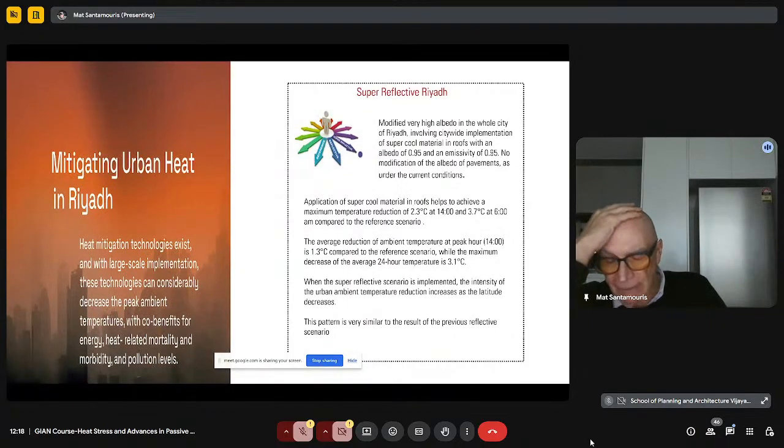I'm sorry, of the reflecting materials. 1.5 degrees, and especially in the southern part, an important decrease of sensible heat. It helps. It helps a lot. Better? So let's use more sophisticated materials.